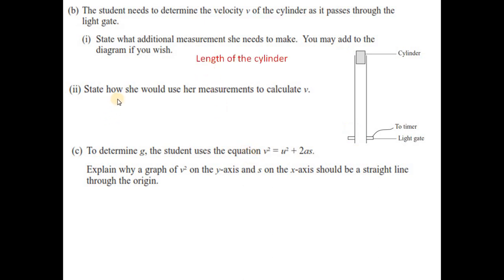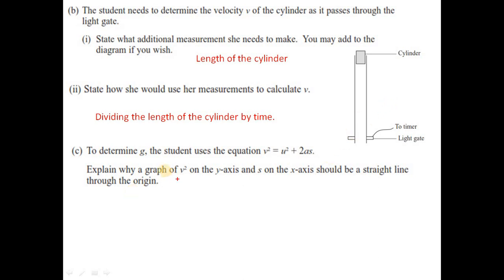State how she would use her measurement to calculate v. Definitely, the length divided by the time from the timer. You can find the velocity. To determine g, the student uses the equation v squared is equal to u squared plus 2as. Explain why a graph of v squared on the y-axis and s on the x-axis should be a straight line through the origin.